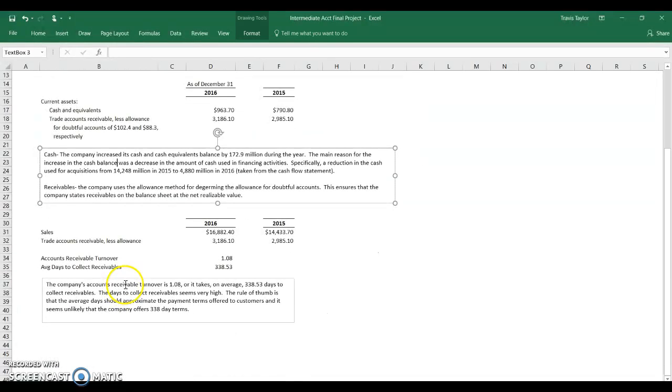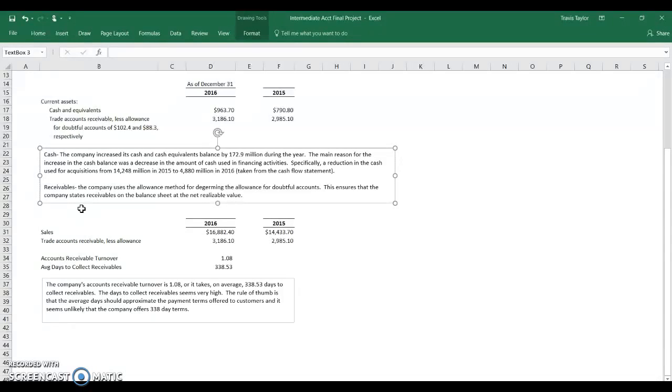In terms of the receivables, the company uses the allowance method for doubtful accounts. This was listed as the best practice in the book as well. One issue that I did notice in terms of the accounts receivable was that I calculated an accounts receivable turnover of 1.08, which is an average of 338.5 days to collect receivables.